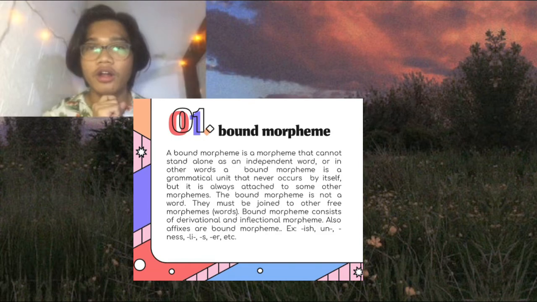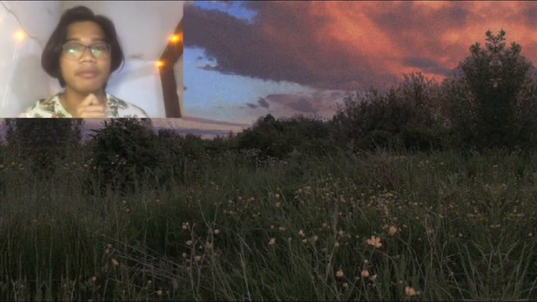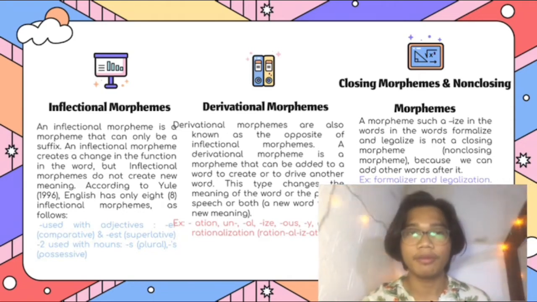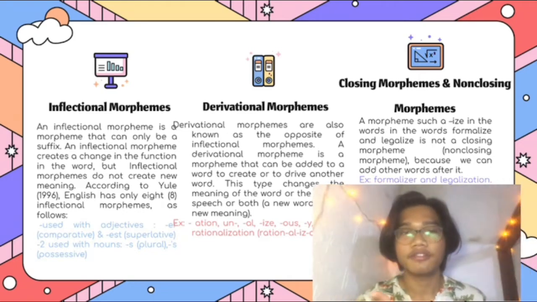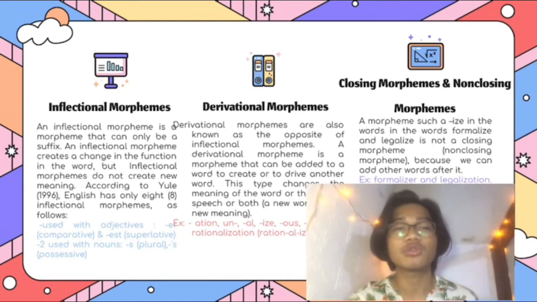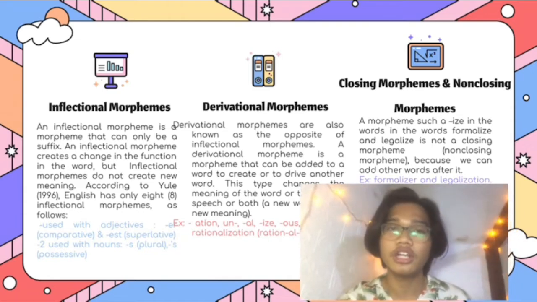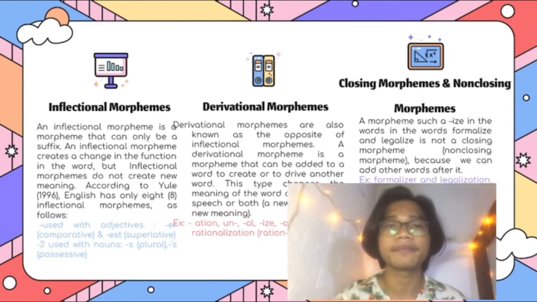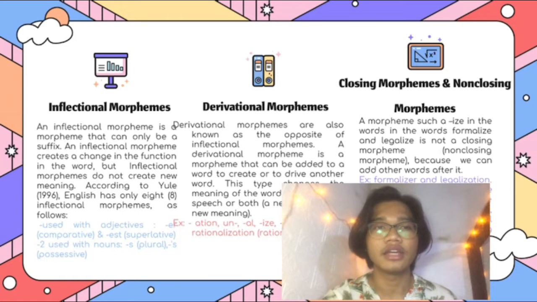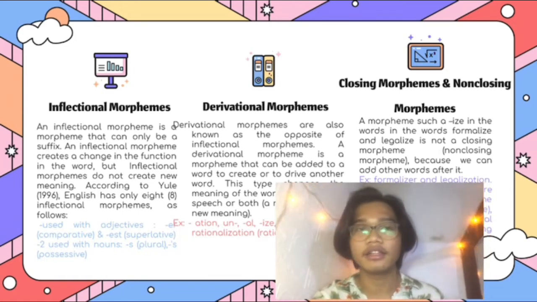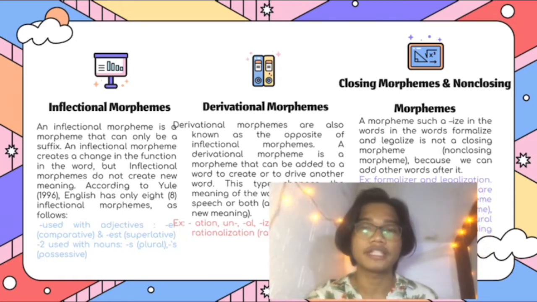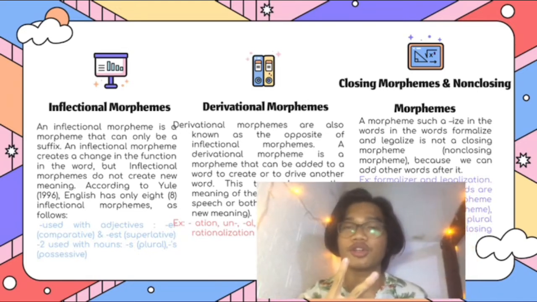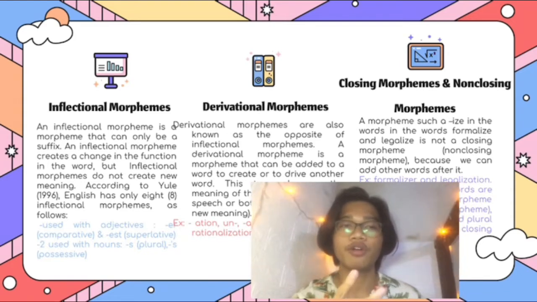Okay, we are going to the subtypes of bound morphemes. The first is inflectional morphemes. An inflectional morpheme is a morpheme that can only be a suffix. An inflectional morpheme creates a change in the function of the word, but inflectional morphemes do not create new meaning. According to Yule, English has only 8 inflectional morphemes. For example, 2 used for adjectives, 2 used with nouns, and 4 used with verbs.